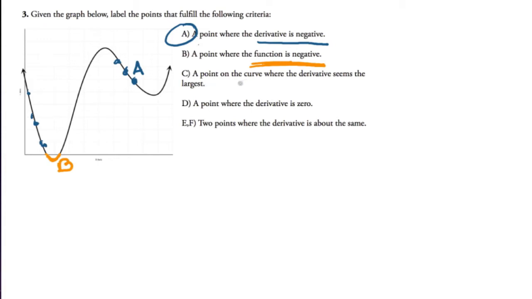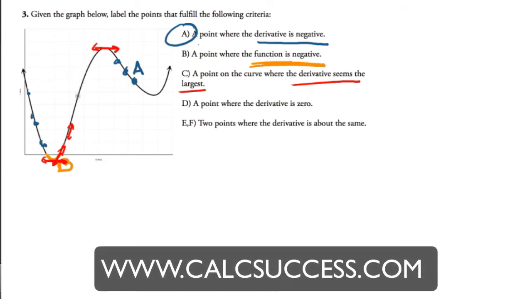And then a point on the curve where the derivative seems the largest. Now this one is not as easy to see, but notice how if you're looking at the slope of the tangent line, for example, right here, the slope of the tangent line, or in other words, the derivative, right here it's 0. And then it starts increasing and then increasing. And then it has to go back to 0 again, because right here it's 0 again. So right along here somewhere, it starts decreasing. So that point where the derivative seems largest would be a point kind of like right there.